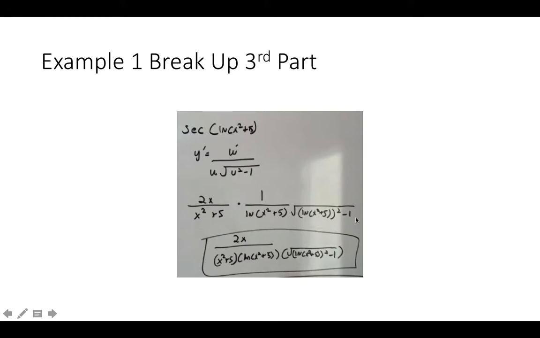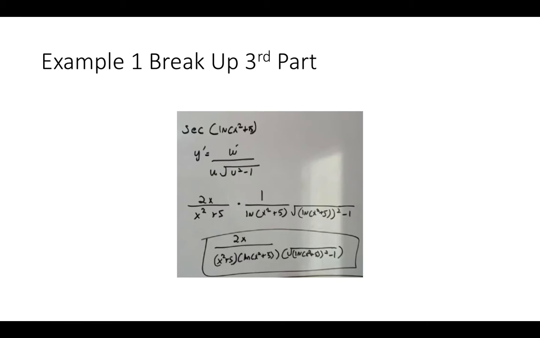Then we're simply going to put everything together, because I don't think we can cross anything out over here. So this is our final answer: 2x divided by x squared plus 5 times ln of x squared plus 5 times the square root of ln of x squared plus 5 squared minus 1. So that's the third part.